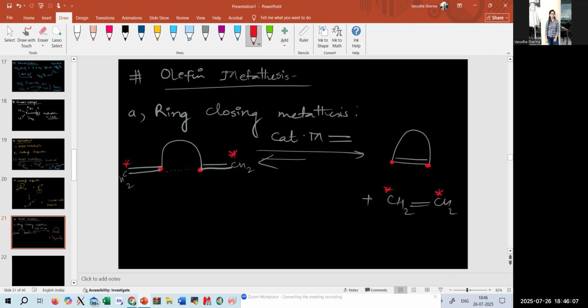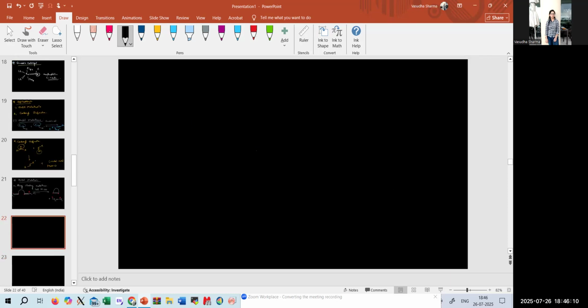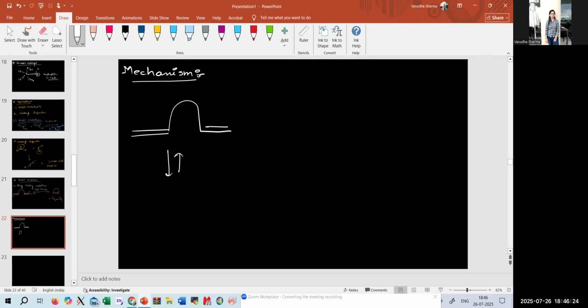So how the mechanism looks in this particular case, let's see. Here we have a substrate, and we have a metal carbon. We are not making the full carbon, but it's a metal carbon we are making. Now it undergoes a 2+2 addition with this side. On any side you can take, and it would form something like this. So the other end is open.